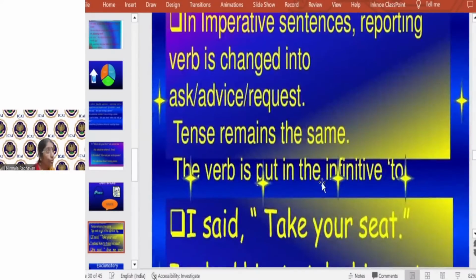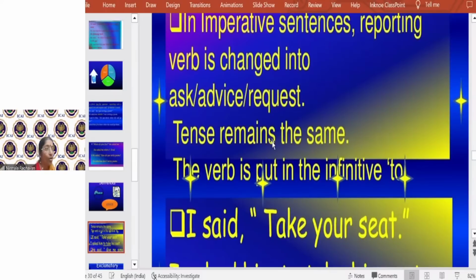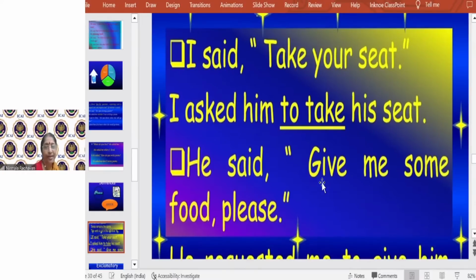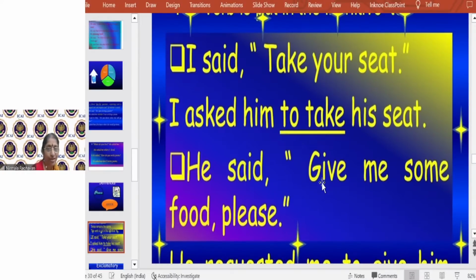Okay, you have to use what are the reporting words? Asked, advised, requested, or pleaded. The tense remains the same. Now look at this. I said, "Take your seat." I asked him to take his seat. He said, "Give me some food, please." He requested to give him some food.